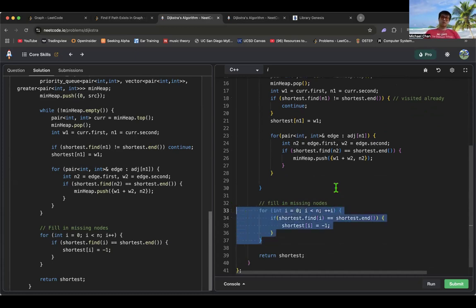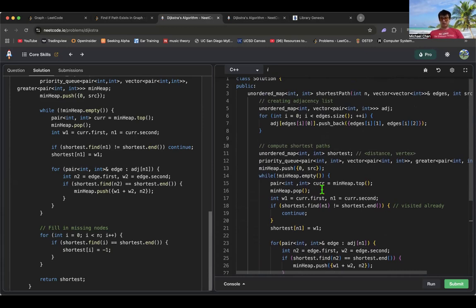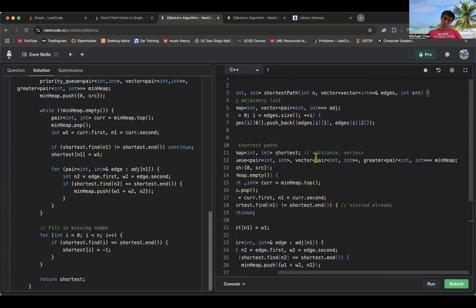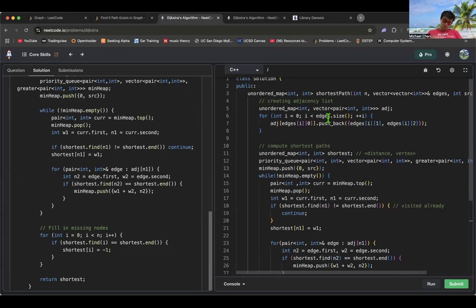So if I can't find the node, right? Okay, so what's going on here? I create a map that is the shortest, and then I create a minimum heap. And then I'll push a starting point to the heap. And then while the heap is not empty, current will be source. The heap will be popped, and then the weight. Shortest N1 would be source.